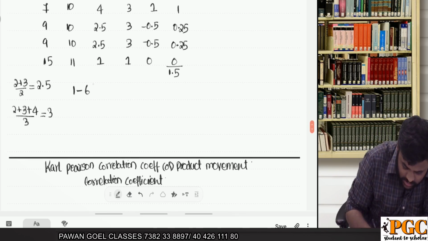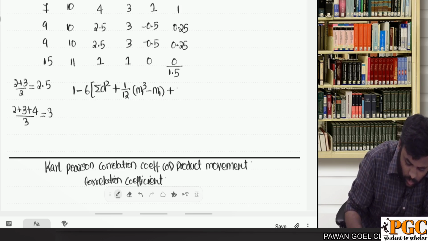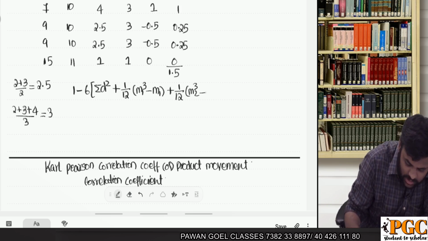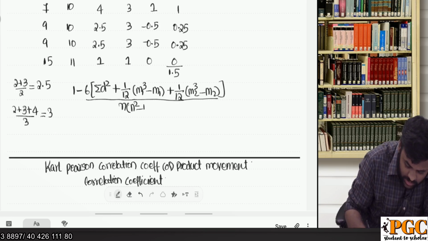Now let us apply our formula, my dear friends. 1 minus 6 into summation of d square plus 1 by 12 into m1 cube minus m1 plus 1 by 12 into m2 cube minus m2, whole divided by n into n square minus 1.